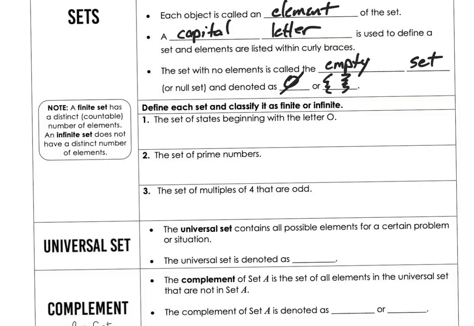Some of these aren't always going to be math related, even though we're using them as a math term. So if I said, make a set of all the states that begin with the letter O. What U.S. states do we know of that begin with the letter O? Oregon. Oklahoma, yeah. Ohio. Any others? I think that's it. I think there's 3 of them.